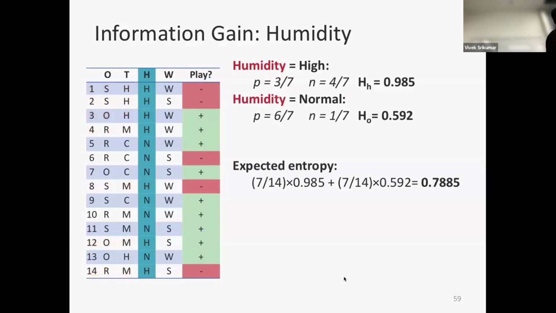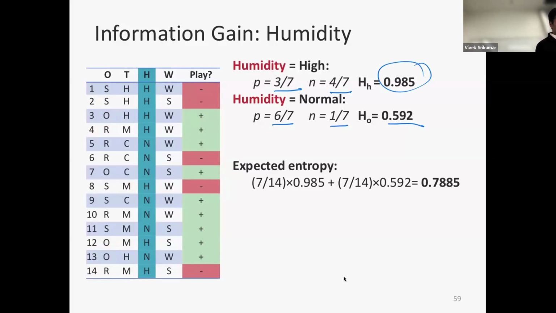And you can also calculate the entropy of normal. There are 7 examples again. 6 of them are positive, 1 of them is negative. I'm not going to go through the list. You can do that on your own. And the entropy is 0.59. As a sanity check, notice that 3/7 and 4/7 is closer to half and half than 6/7 and 1/7, so this entropy is higher. When humidity is normal, it's not full certainty, but it's less uncertain than when humidity is high.